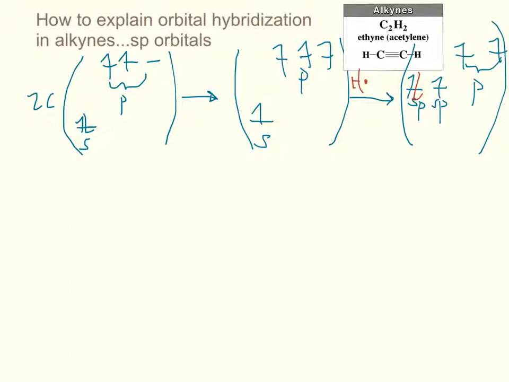Okay, so let's now draw this as a cartoon. I'm going to draw the first carbon, and it has 2 sp orbitals. They're going to look like little short, fatty looking dumbbells. sp, sp. One sp orbital is interacting with the hydrogen. The other sp orbital is interacting with the other carbon.